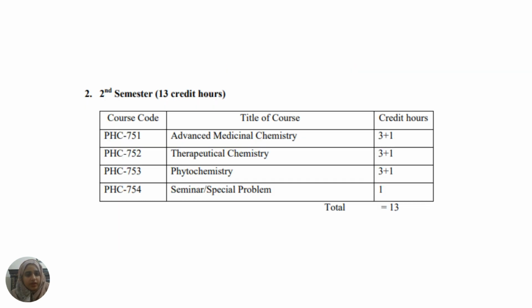So next we have the second semester. The subjects which are included in the second semester: advanced medicinal chemistry, which goes with the credit hour 3+1; therapeutic chemistry, which goes with the credit hour of 3+1; phytochemistry, which goes with the credit hour of 3+1; and seminar special problems, which goes with the credit hour of 1. Total credit hours of the second semester are 13.